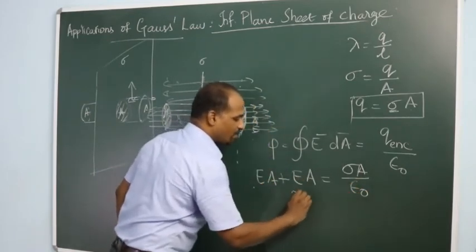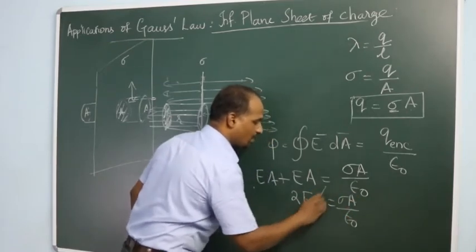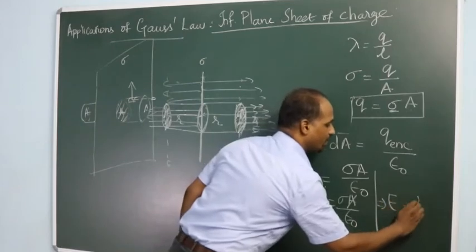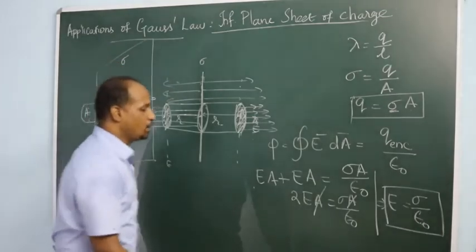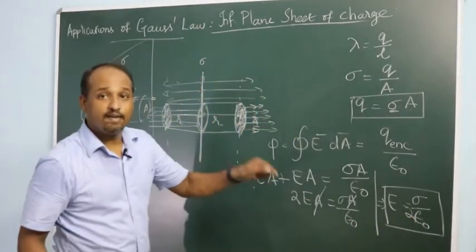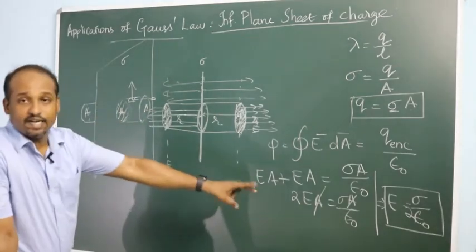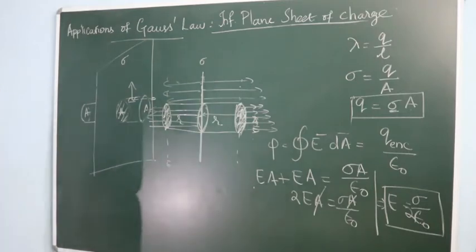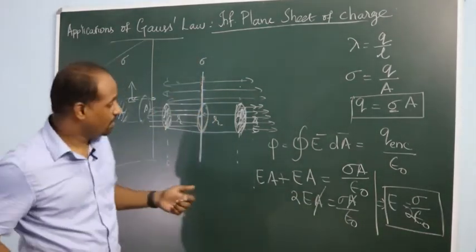Then EA plus EA will be 2EA. 2EA will be equal to sigma A by epsilon naught. Cancelling A out, you get the electric field due to an infinitely large sheet of charge as sigma by 2 epsilon naught. So the same result which we derived there using the integral method, we are getting in just one step in the case of the Gaussian surface. The other point, here I would like to extend this discussion.